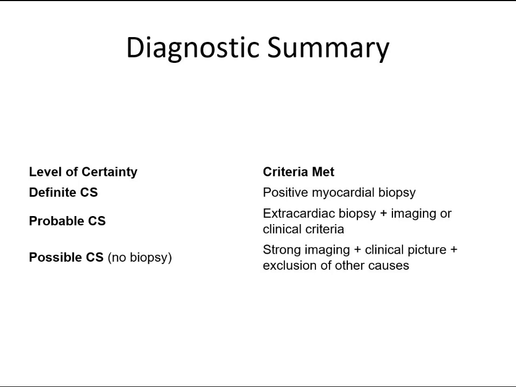Possible cardiac sarcoidosis. This level applies when no biopsy is available or positive, but there is a strong clinical picture, suggestive imaging, and other causes have been ruled out. It's a diagnosis of exclusion, often made in high-risk or symptomatic patients. Always remember, clinical judgment and multidisciplinary collaboration are key when histologic proof is lacking.